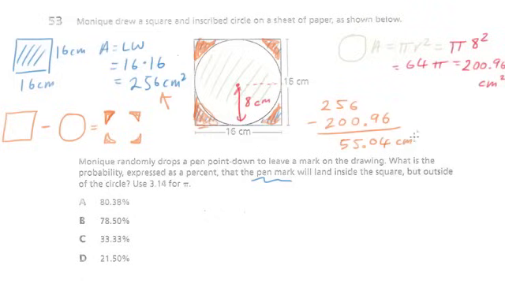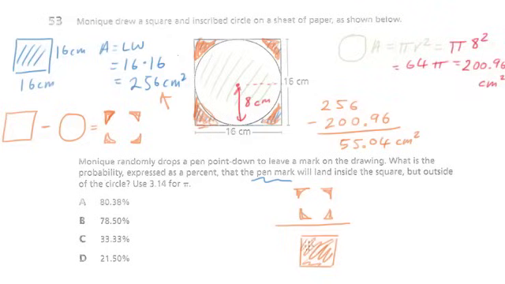Remember, this is area, so it's this. Now, the probability of landing inside the square but outside the circle is basically the area of these 4 pieces all over the area of the entire thing. So this goes back to basic probability, where it's the successful outcomes over total outcomes.